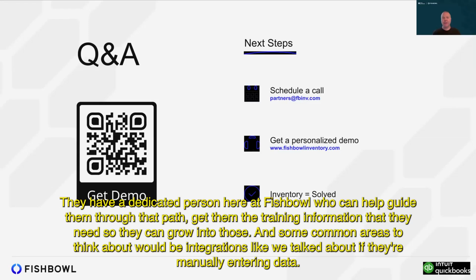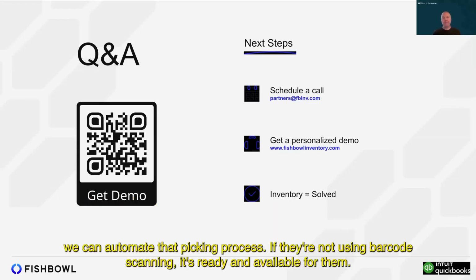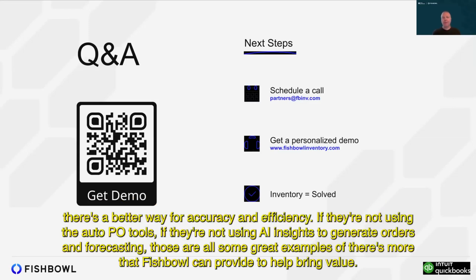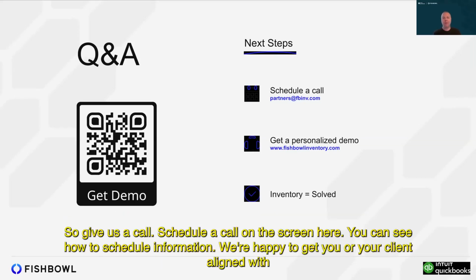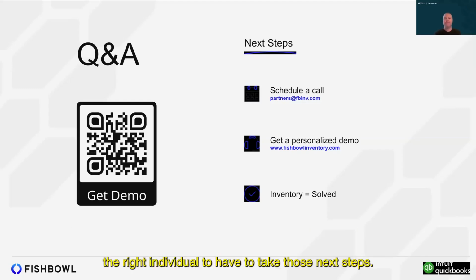If they're manually entering data, we can automate that. Picking process, if they're not using barcode scanning, it's ready and available for them. There's a better way for accuracy and efficiency. If they're not using the auto PO tools, if they're not using AI insights to generate orders and forecasting, those are all great examples of there's more that Fishbowl can provide to help bring value. So give us a call, schedule a call on the screen here. You can see how to schedule information. We're happy to get you or your client aligned with the right individual to take those next steps.